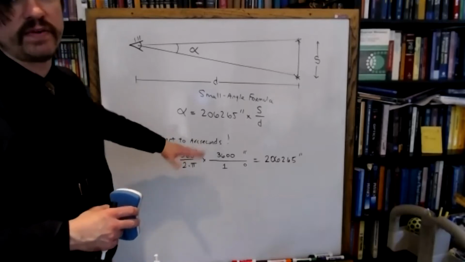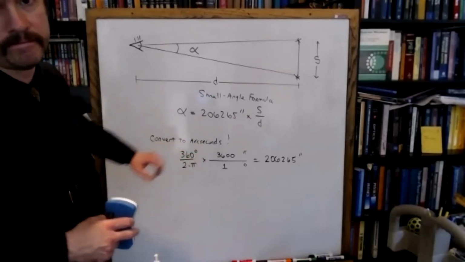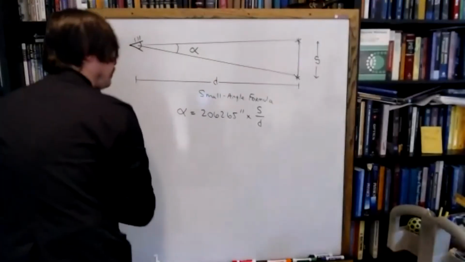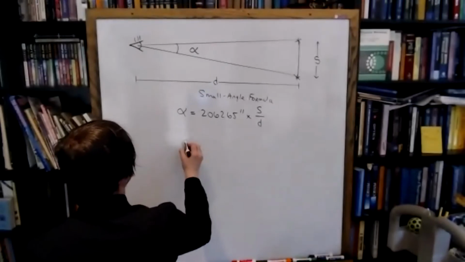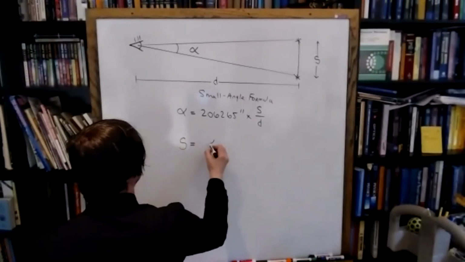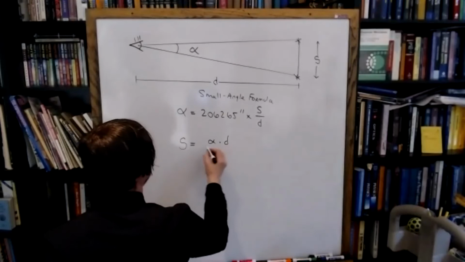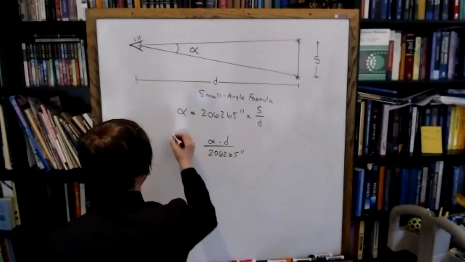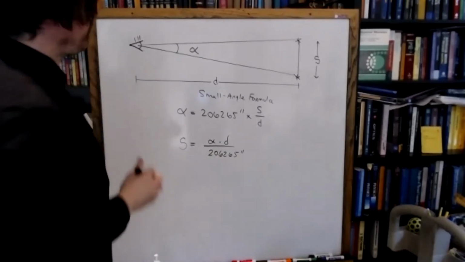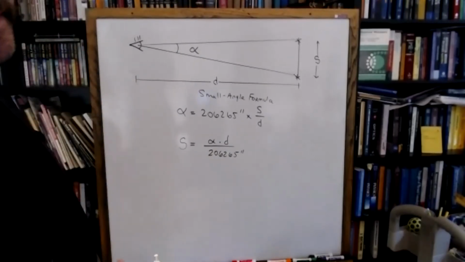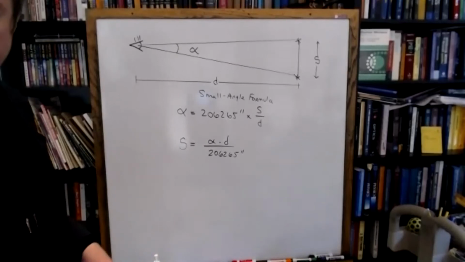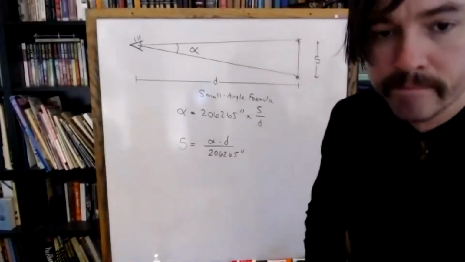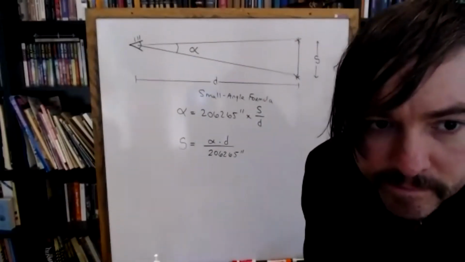May I erase this conversion here? Let's rewrite this formula and solve it for the separation. Alpha times d over 206,265 arc seconds. Either one of these formulas are different versions of the small angle formula. I want to try a sample problem with it related to Albireo. Okay.